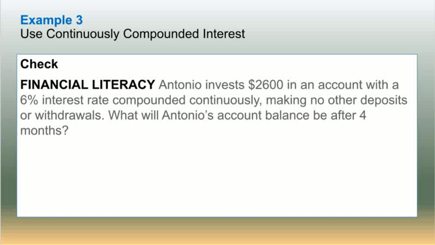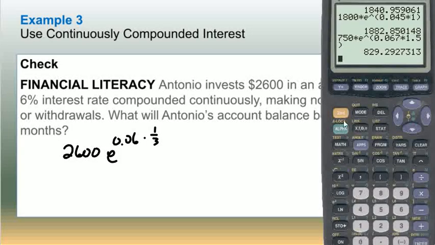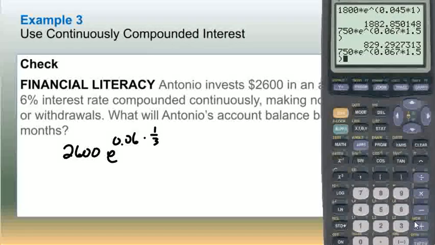Antonio invests $2,600 in an account with a percent interest, so 0.06, compounded continuously after 4 months. So this would be times 1/3. So I'll grab our calculator. Second, enter. We have changed the amounts.